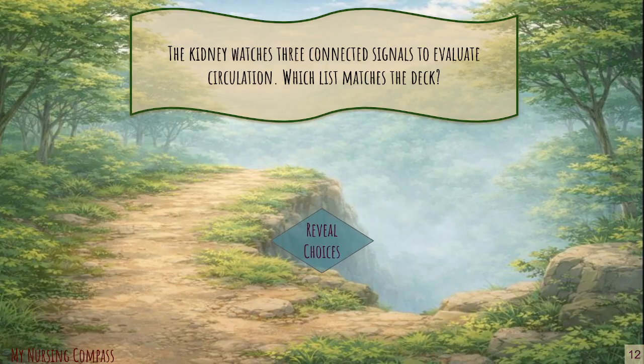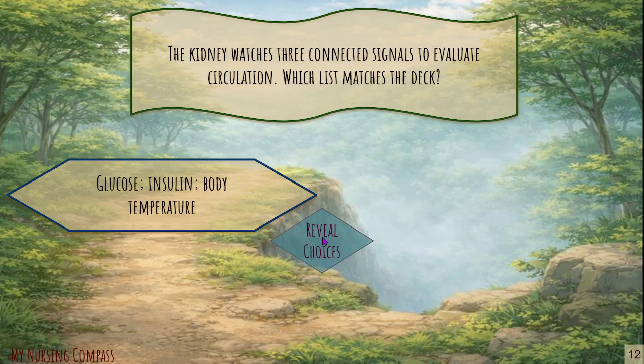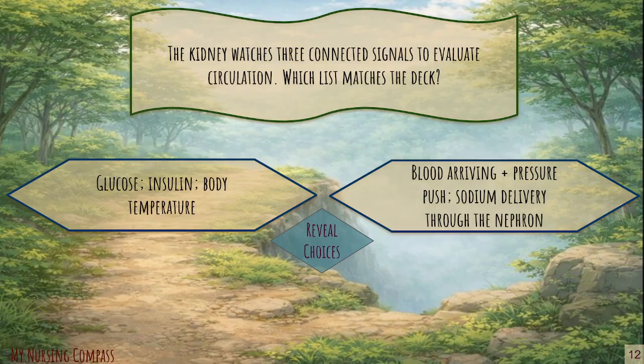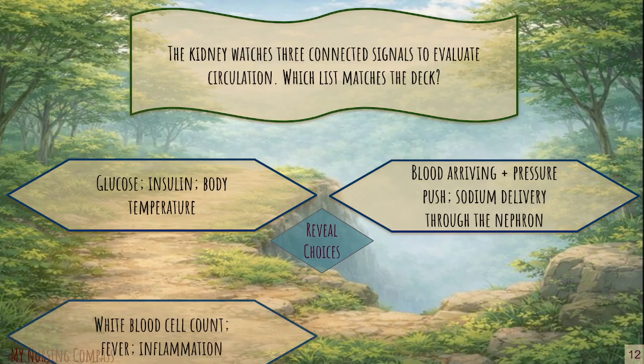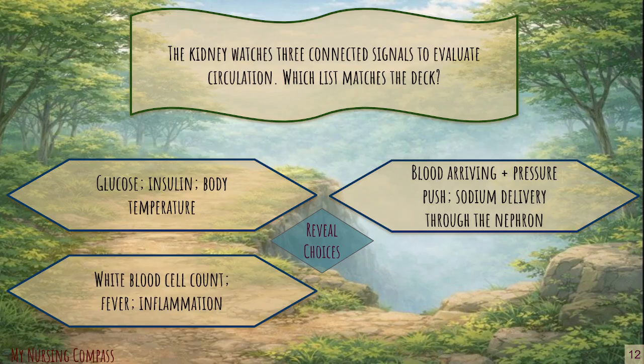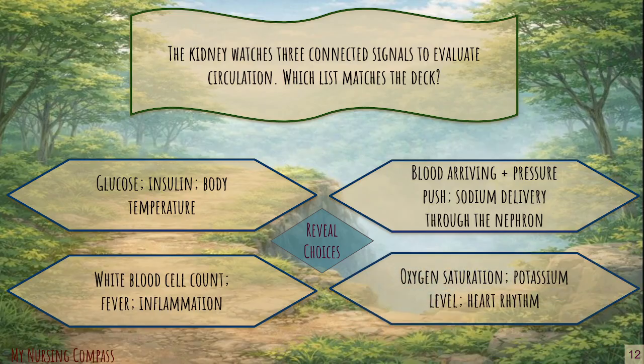Which list matches the deck? Glucose, insulin, body temperature. Blood arriving plus pressure push, sodium delivery through the nephrons. White blood cell count, fever, inflammation. Oxygen saturation, potassium levels, and heart rhythm.